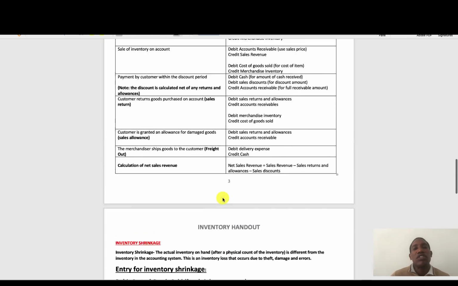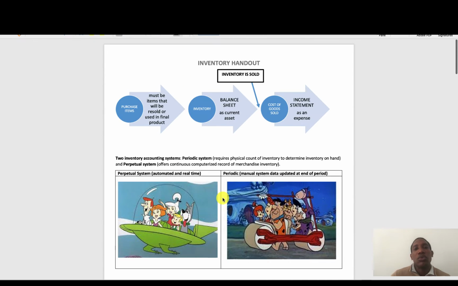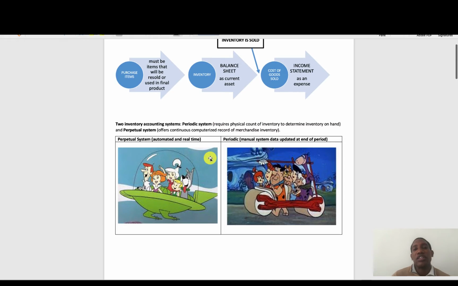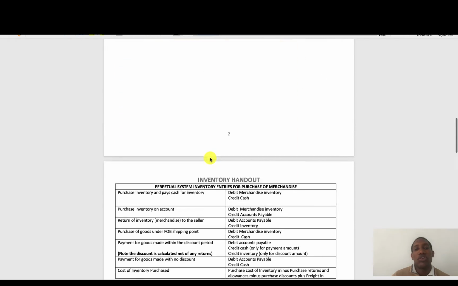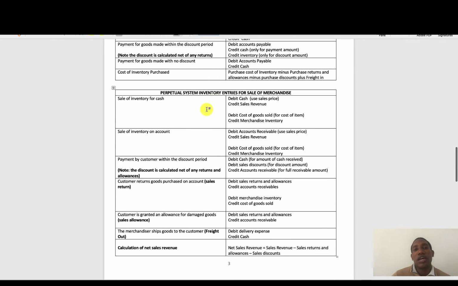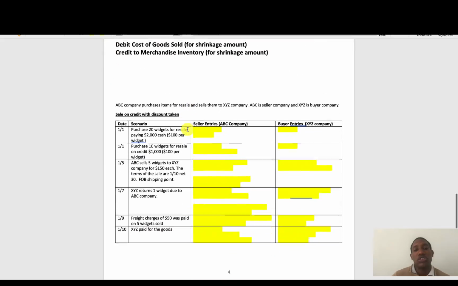This is also part of an inventory handout, right, that I will post in D2L with the sections that I went over. So you'll see inventory handout here. Here's the sections at the top that I went over. And also I have the journal entries for the purchaser and for the seller under the perpetual system. So remember, these are perpetual system journal entries, okay?